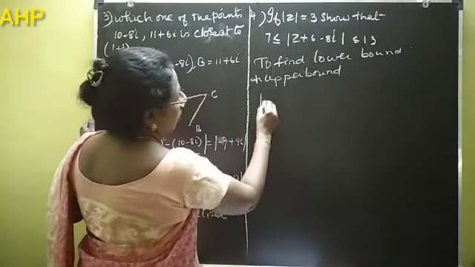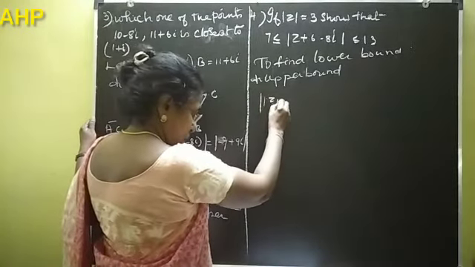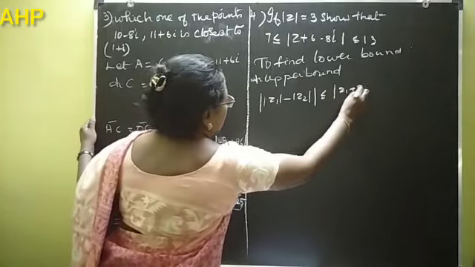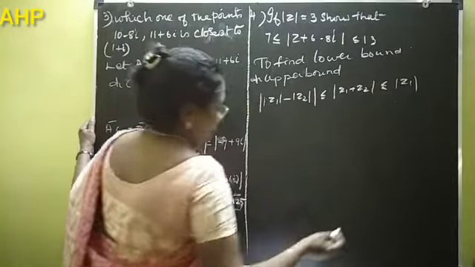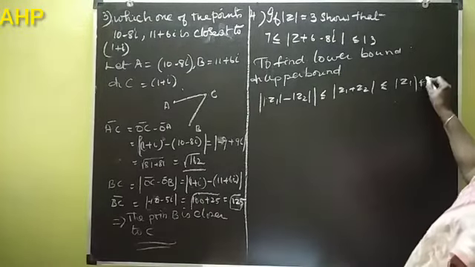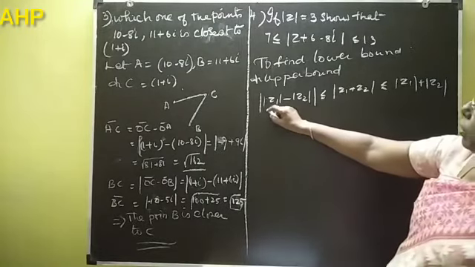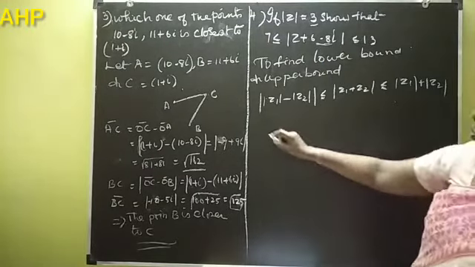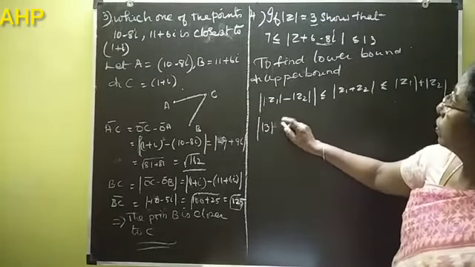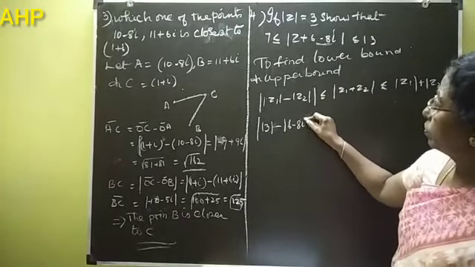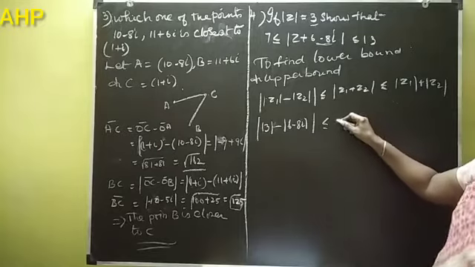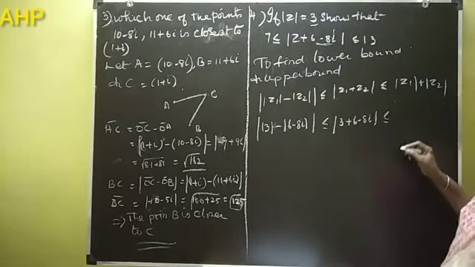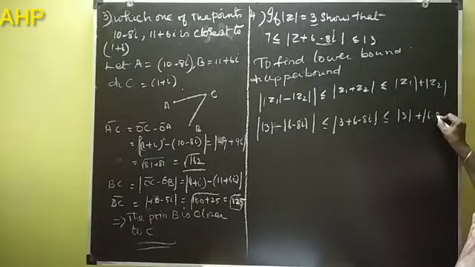To find them, we have the inequality: modulus Z1 minus modulus Z2 is less than or equal to modulus of (Z1 plus Z2), which is less than or equal to modulus Z1 plus modulus Z2. Now we take modulus Z as Z1, and 6 minus 8i we take as Z2. So we get modulus 3 minus modulus of (6 minus 8i) is less than or equal to modulus of (Z plus 6 minus 8i), less than or equal to modulus 3 plus modulus of (6 minus 8i).